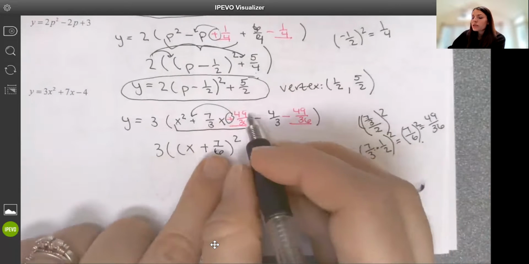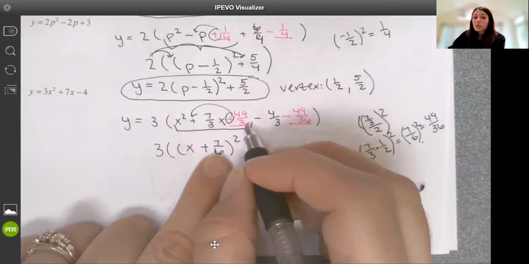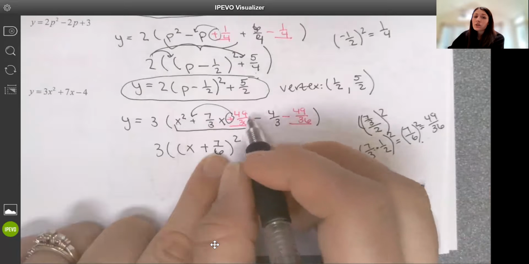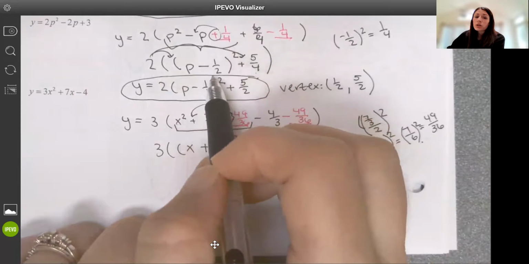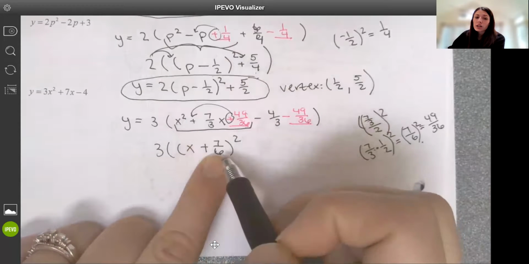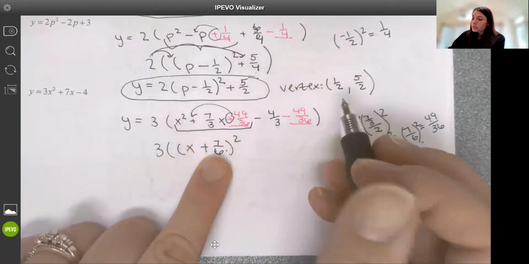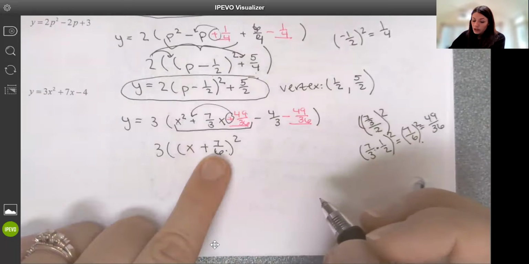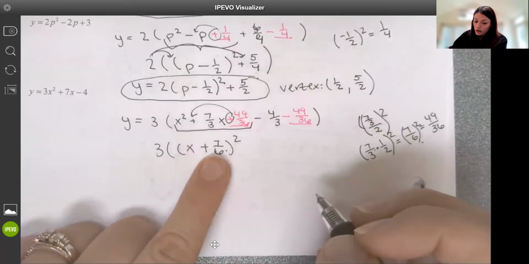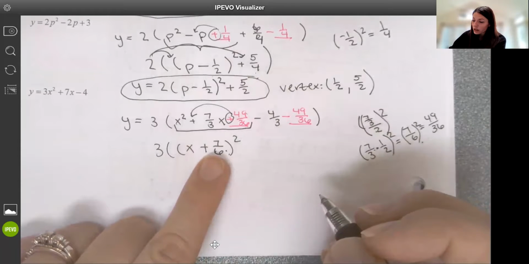Another way to find this value is take the square root of that last term. So if it's a fraction, take the square root of the numerator and the denominator: the square root of 49 over the square root of 36. That's going to be the value, the second term in your factored parenthesis. And then we have this mess here. So let's see, negative 4/3 and negative 49/36.